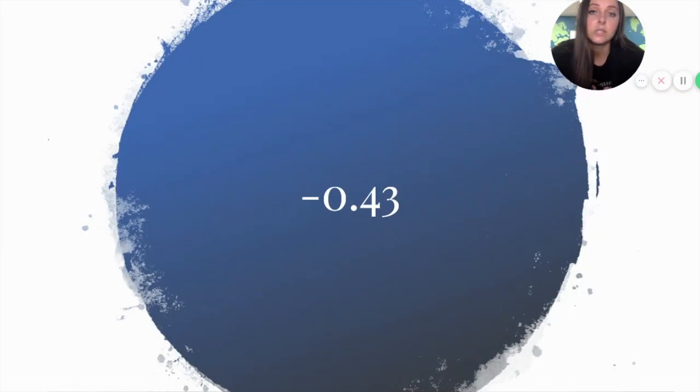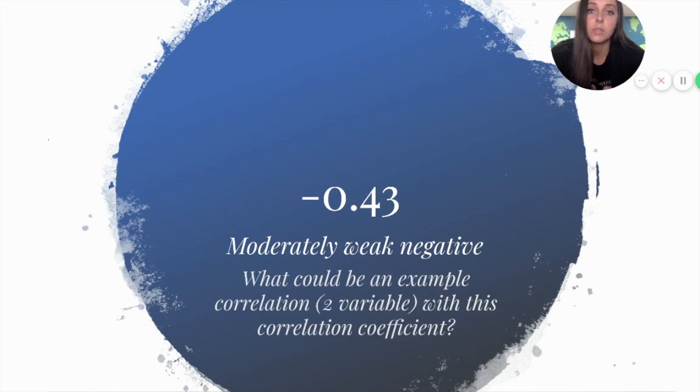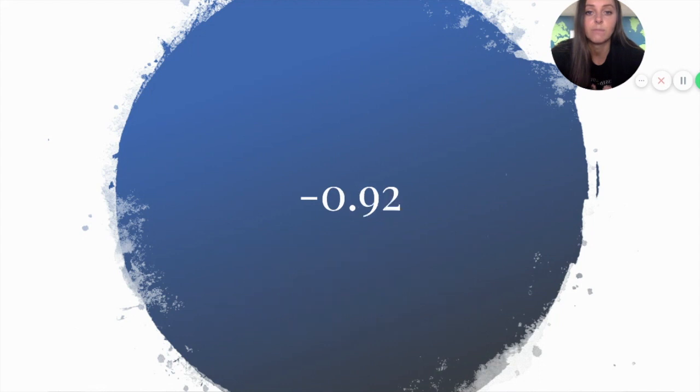So now you see one that has a negative sign in front, so you know that it's going to be a negative correlation, and it's 0.43. And remember, the number determines the strength. So this is pretty weak because it hasn't even hit 0.5. So it's definitely closer to 0 than it is to 1. So this is a moderately weak negative correlation. So do the same thing. Come up with two variables that could be an example for this correlation.